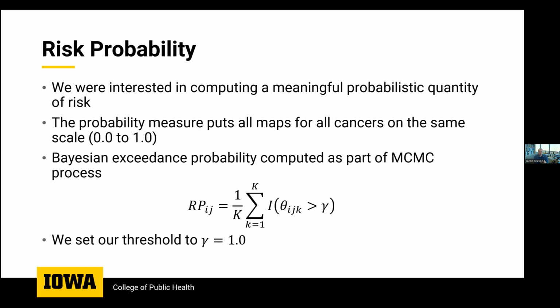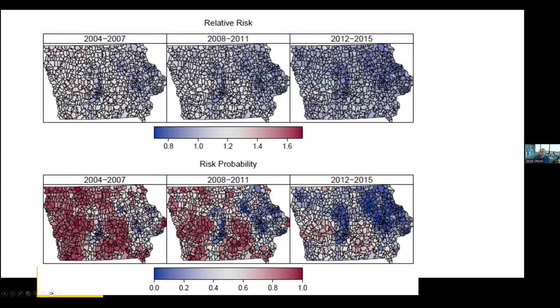Because we're doing a Bayesian model through a Markov chain Monte Carlo process, we can take a look at that whole distribution of values and create a probability that each one of these zip codes, or ZCTAs, has a relative risk above the state average. It's a Bayesian exceedance probability. Shorthand, we call that a risk probability. On the top, we see the relative risk, and then a direct comparison to the risk probability is on the bottom, and that's what we reported on the website.